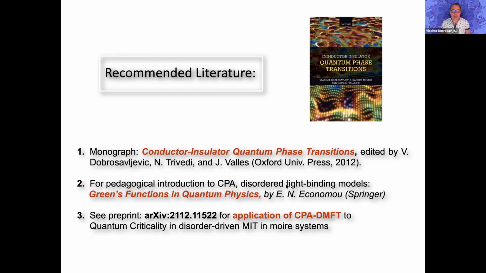Concerning literature that could be of relevance, there is an old book we edited about 10 years ago that has some overview of metal-insulator transitions for those who are not familiar, as well as some of the DMFT approaches to the same problem. For an introduction to how to treat disorder with Green's functions in the context of tight binding models, my favorite book is the Economou book, which is very pedagogical for students and everyone to really learn how all this works, what CPA is, and some of the history. It's a beautifully written book by Springer. And there's also a very recent preprint on the topic with my student Yu-Ting Tan, which has just been posted on the archive.